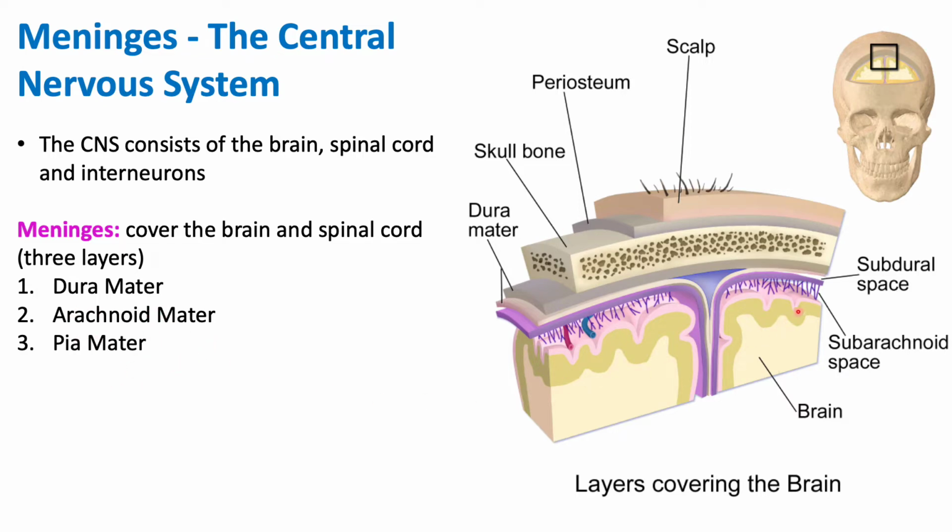So over here we can see, if we take a closer look at our skull, at the top we have our scalp, which has these hair-like projections. Then below it we have the periosteum. Below the periosteum we have the skull bone. But if we take a deeper dive below the skull bone, we actually find the dura mater. Below the dura mater, we're going to find the arachnoid mater. And below the arachnoid mater, we're going to find the pia mater.